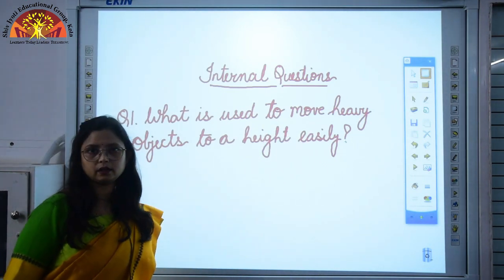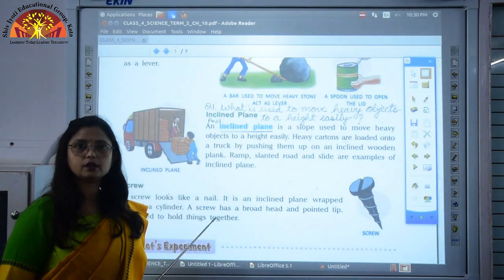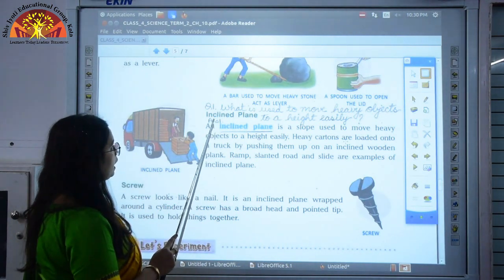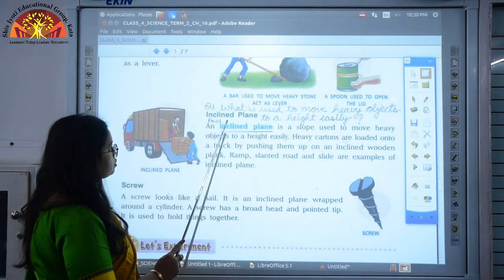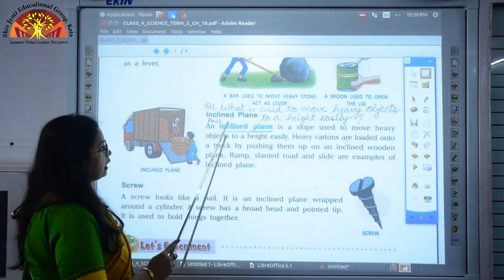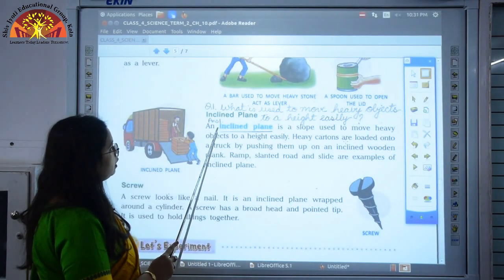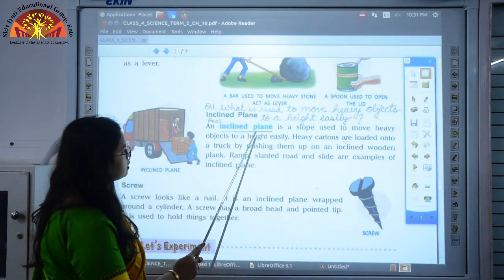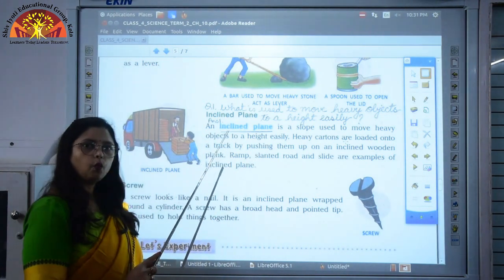So now let us mark the answer to this question. So children, the answer to this question is on page number 87. You have to write this question over the paragraph inclined plane. Here you can write the question. The answer to this question is inclined plane. So you have to underline the first words under the paragraph inclined plane, and you can mark it as answer 1.